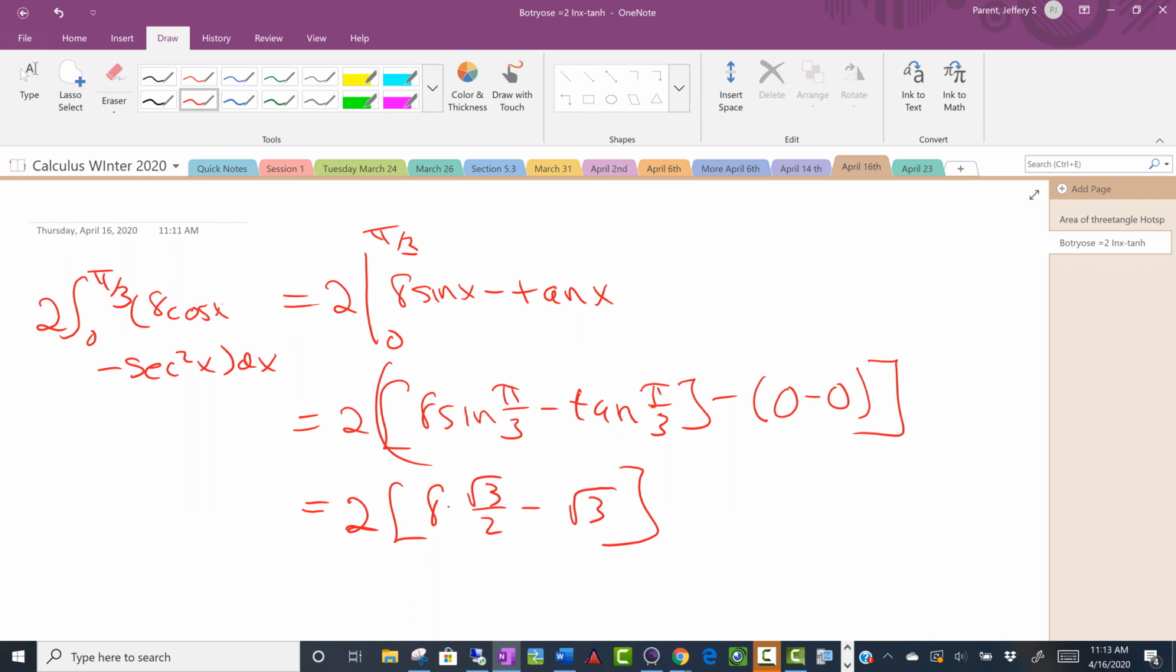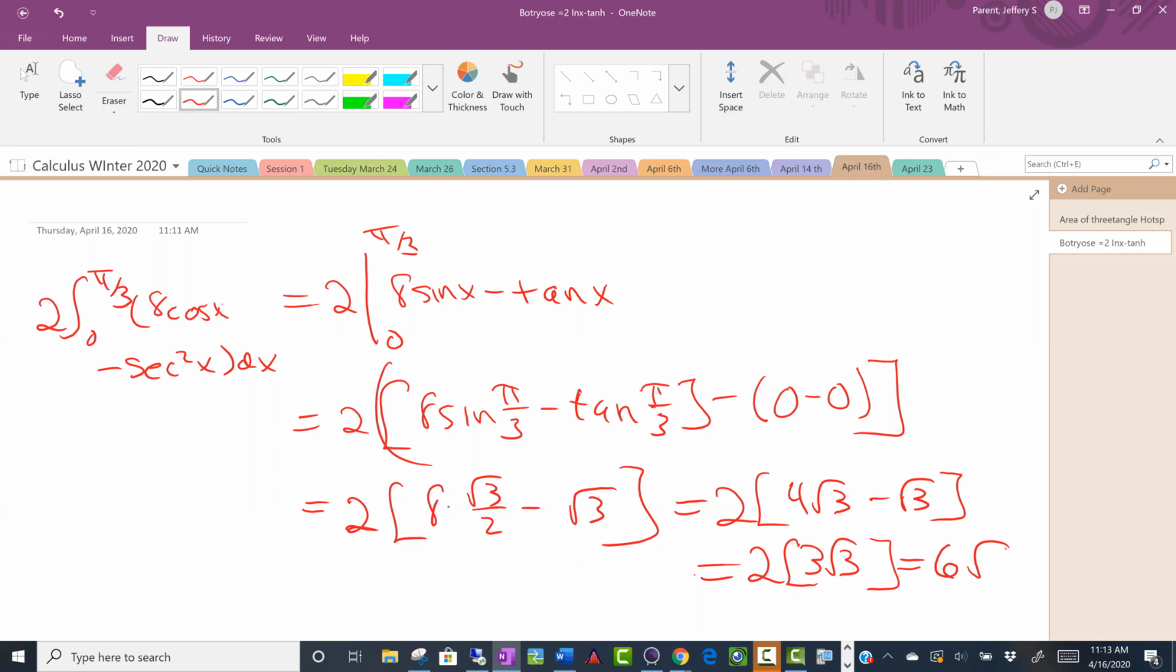So let's keep going. The 8 and the 2 cancel. That gives me 4 square roots of 3 minus square root of 3. How does the middle simplify? Anyone? 3 roots 3, thank you. So overall, 6 square roots of 3 should be your final answer.